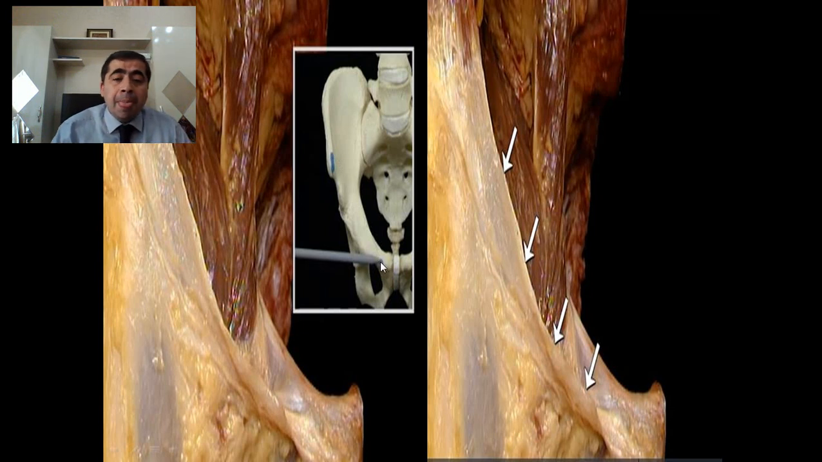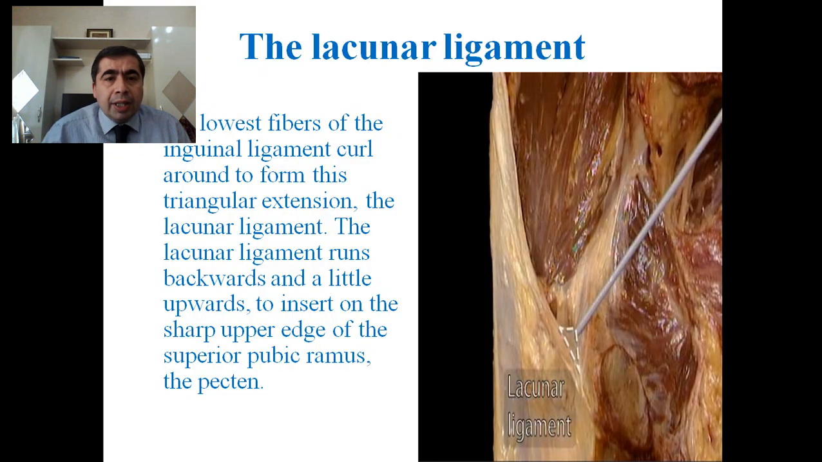But actually, at the attachment to the tubercle, it has a deficiency. It separates into the medial crus and the lateral crus and forms an opening, the superficial inguinal ring. This ring is between the pubic symphysis and the pubic tubercle. The lacunar ligament. We are interested in this ligament.